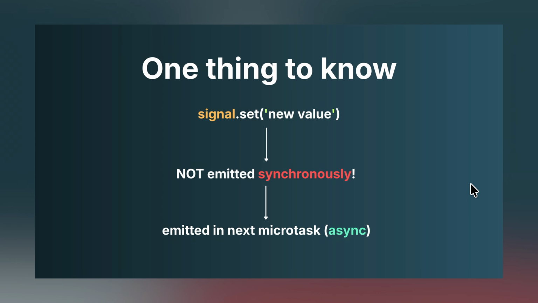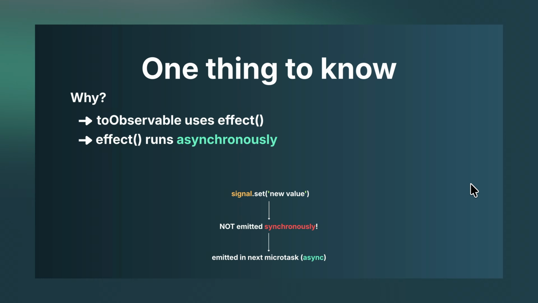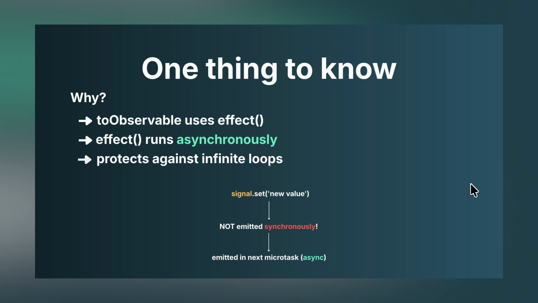One gotcha worth knowing. toObservable emits asynchronously in the next microtask, not synchronously. This is because it uses effect under the hood, and effects are always scheduled asynchronously to prevent infinite loops. For 99% of use cases, search inputs, filters, API calls, this doesn't matter at all. But if you write a synchronous unit test and expect the observable to emit immediately, you will need to account for this. Just something to keep in the back of your head.